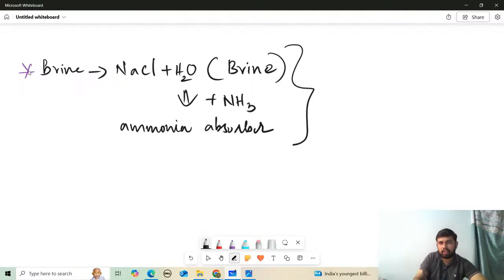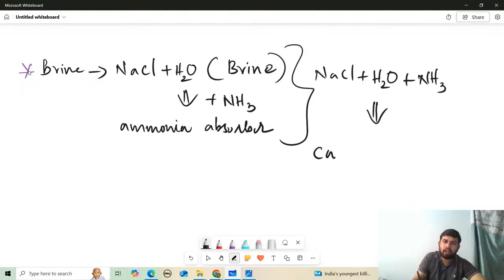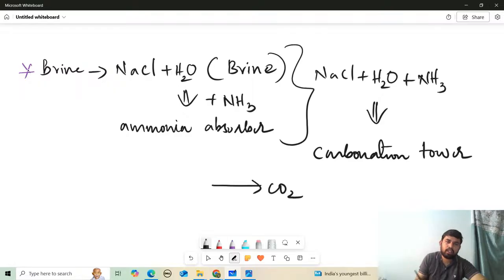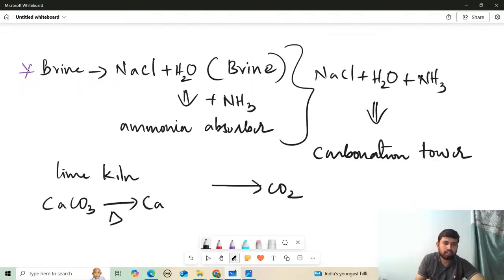Now how many things do we have in total? We have aqueous NaCl plus H2O plus one more, NH3, and these three are introduced into the carbonation tower, where carbon dioxide is passed through. This is called the lime kiln. In the lime kiln, they take calcium carbonate, limestone, and heat it very strongly, and calcium oxide is going to form. Along with that, carbon dioxide gas is going to form.